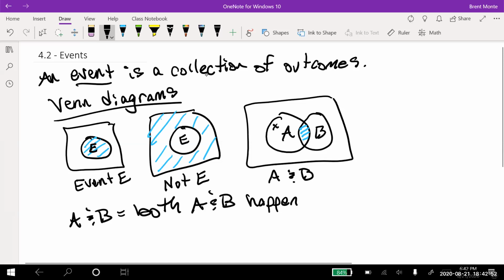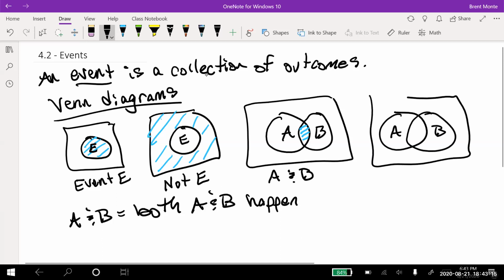Notice I can't shade this area right here. That would mean A happened, but B didn't happen. So we'll erase that. Okay, and then let's put events A and B up here again. There's a little bit bigger of a circle than I intended. Let's do another one. There we go. So there's A and B, just like last time. There's my box. Sometimes they call that the universe.